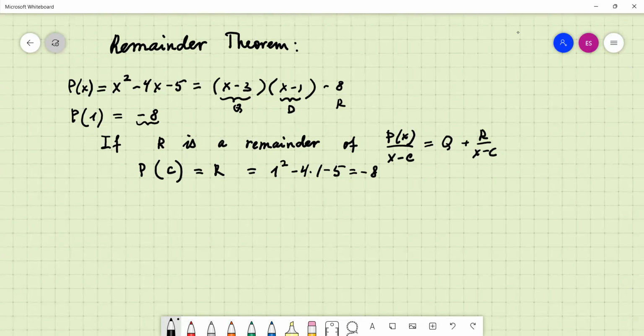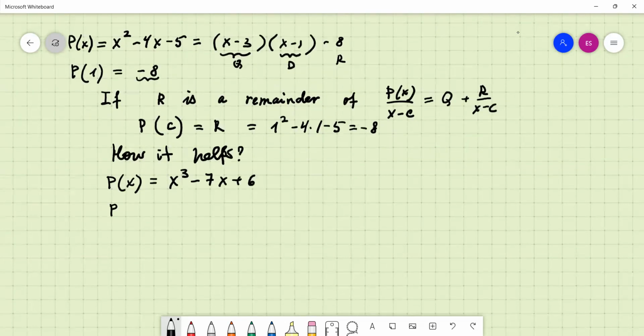But how does it help us, knowing this fact? Well, imagine that I'm going to write down how it helps. Imagine that we have a polynomial P of x equals x cubed minus 7x plus 6. And imagine that we plug in 1 into this polynomial. It's 1 minus 7 plus 6. So what is going to be the result? 0.